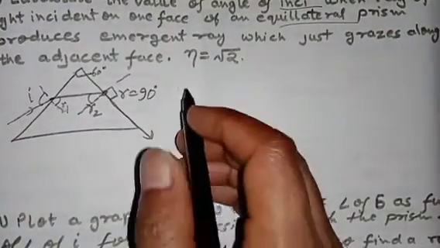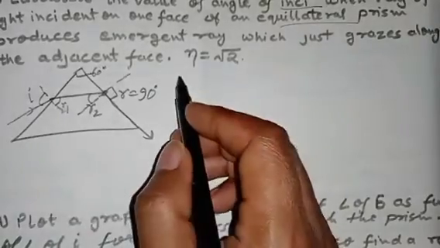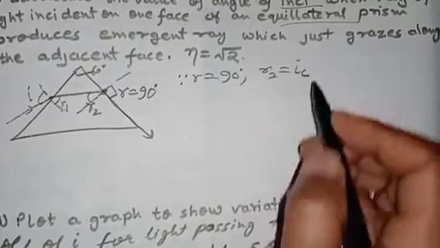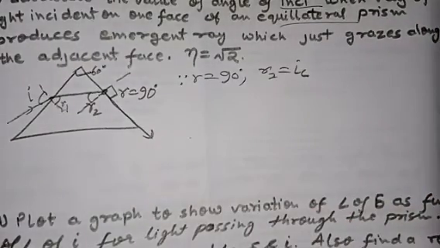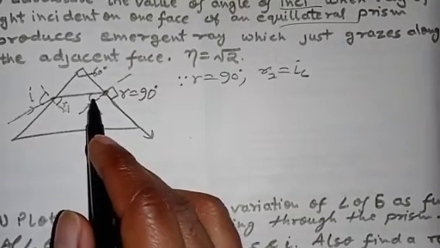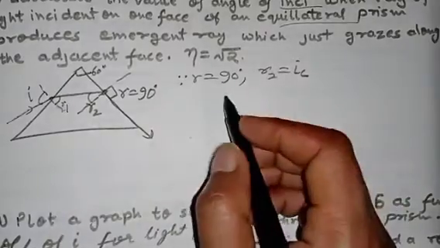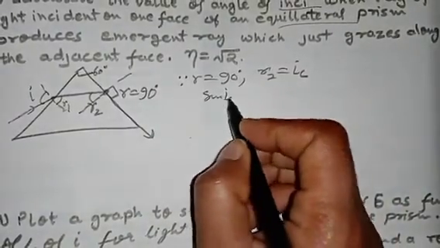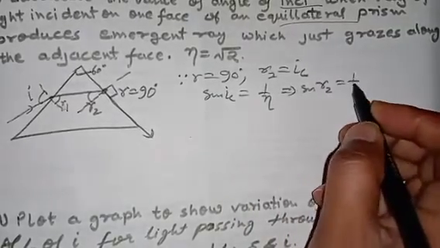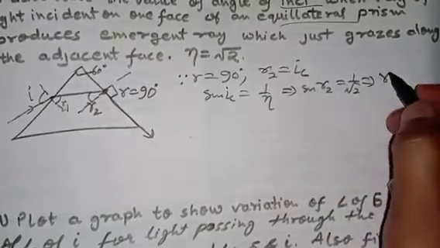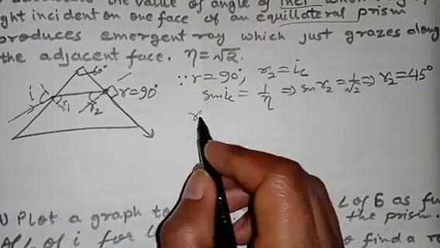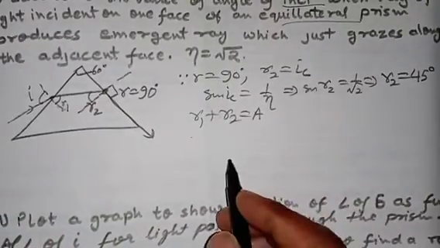Alright, so first step: since R is equal to 90 degrees, R2 is equal to IC. R2 will be the critical angle then. R2 looks like refraction, but no, it is not refraction. It is the incident angle for this surface. We mark it as R2. So sine IC is equal to 1 upon eta, that is, sine R2 is equal to 1 upon root 2. It implies that R2 is 45 degrees. And if R2 is 45 degrees, what about R1? We know that R1 plus R2 is equal to A. Remember this.